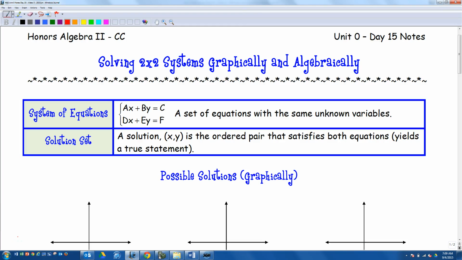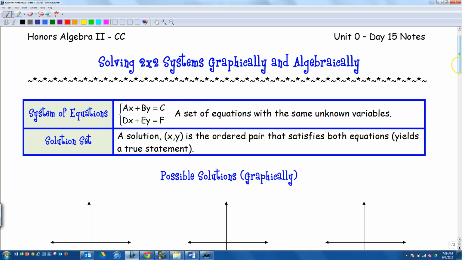Today we're going to do something that you've seen already from Algebra 1, but we're going to review it: solving 2x2 systems graphically and algebraically. A system of equations is when you have two different equations with the same unknown variables. It's usually in the format of ax plus by equals c and dx plus ey equals f.